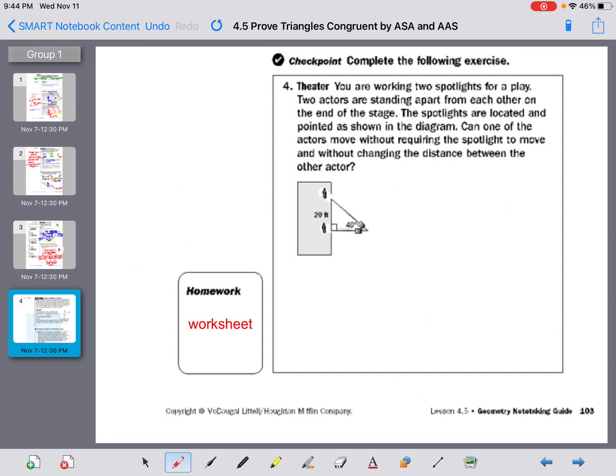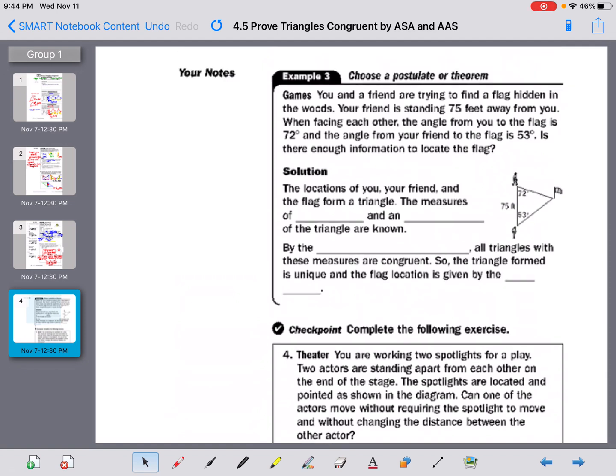And I'm trying to remember if I even like these examples. Okay. It says, you and your friends are trying to find a flag hidden in the woods. Your friend is standing 75 feet away from you, and when facing each other, the angle from you to the flag is 72 degrees. And the angle from your friend to the flag is 53 degrees. Is there enough information to locate the flag?